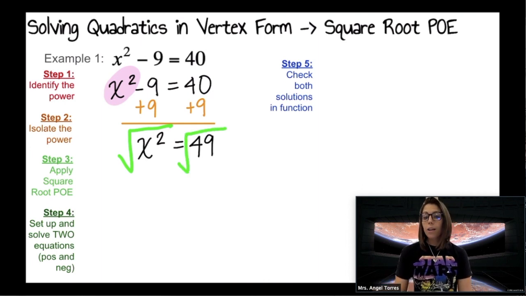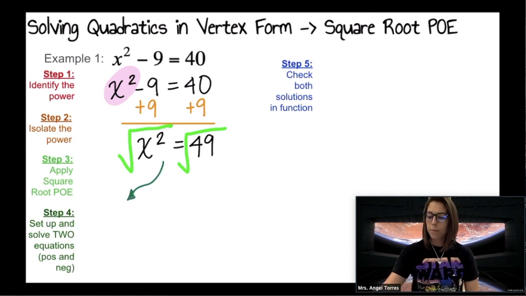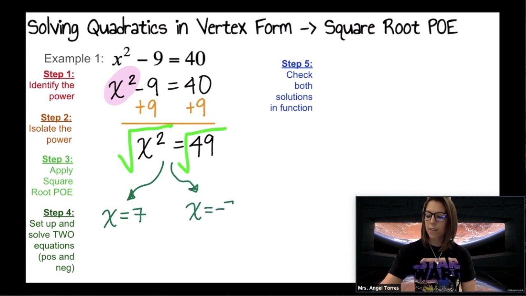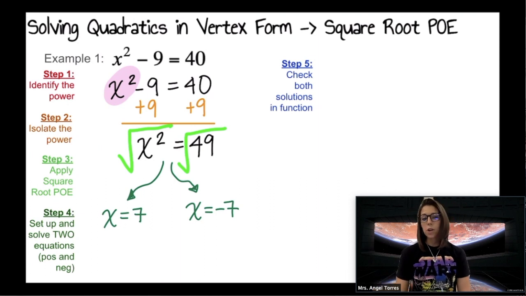As we recall, there are two square roots of 49. One of them is positive 7, and the other one is negative 7. And at this point, there is no additional solving that we have to do. All that's left is the check.